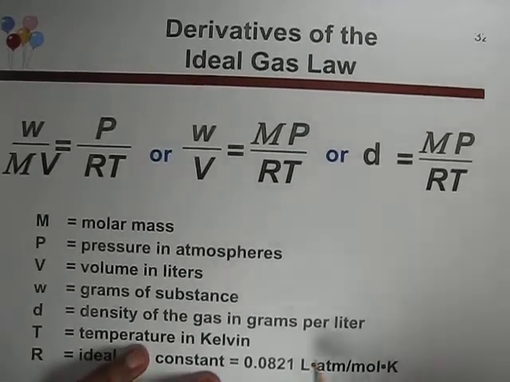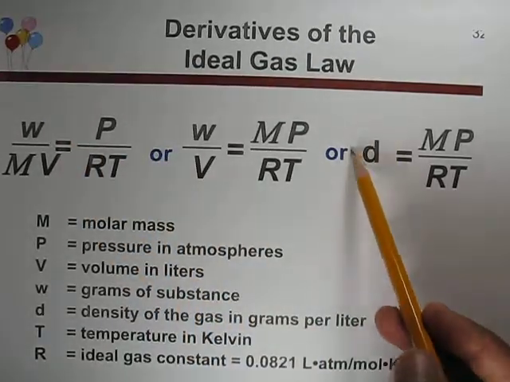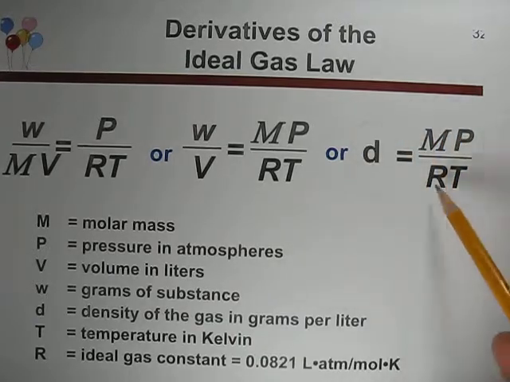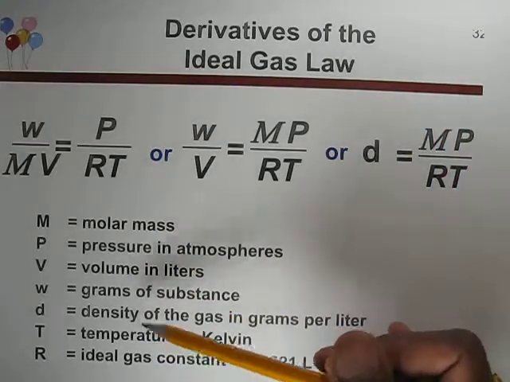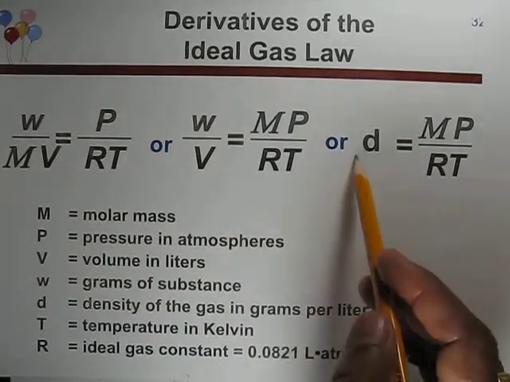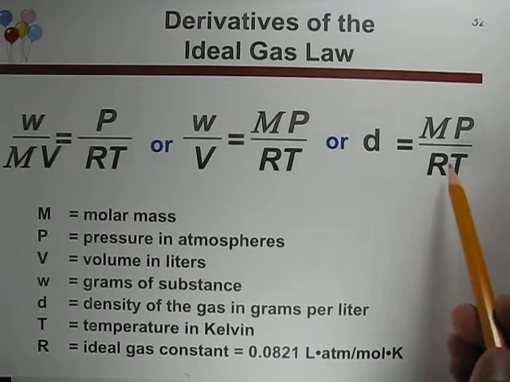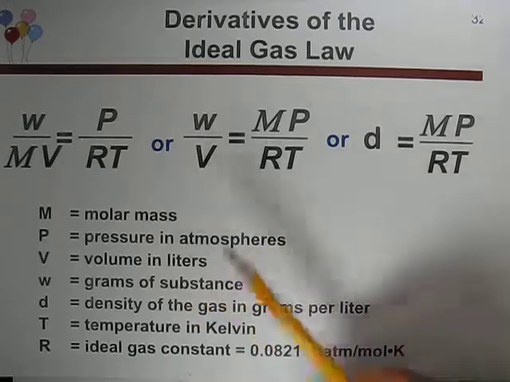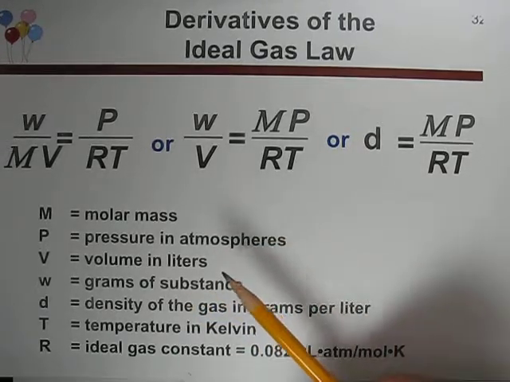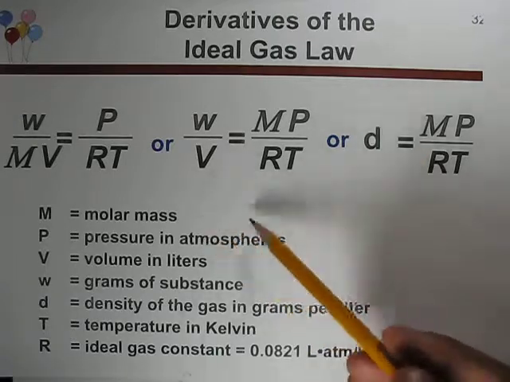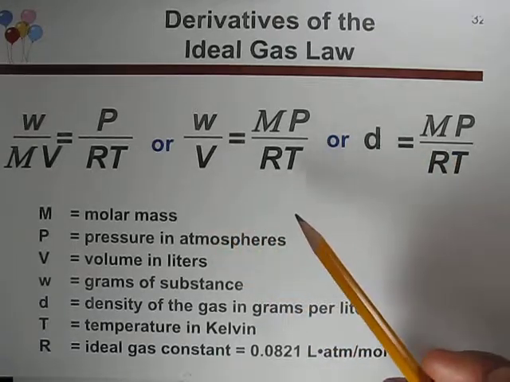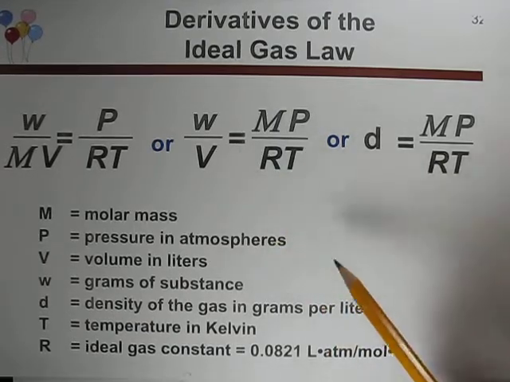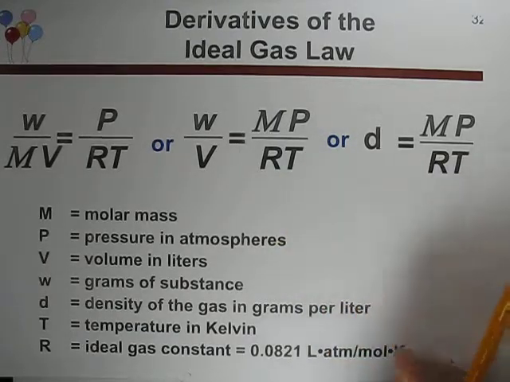And this slide shows the same thing: D is equal to MP over RT. Here D is density, M is molar mass, P is pressure in atmospheres, R is the gas constant, and T is temperature in Kelvin. So these were examples of how to make the ideal gas equation, and what information we can get from it. The ideal gas equation is made from Boyle's law, Charles's law and Avogadro's law, and we can get the density of a gas through it also.